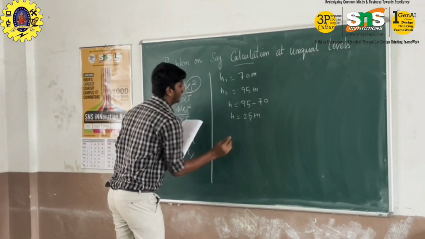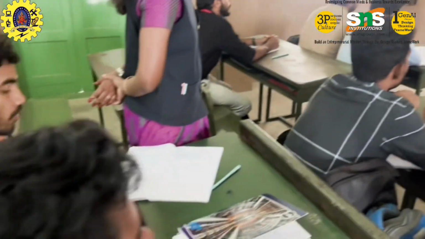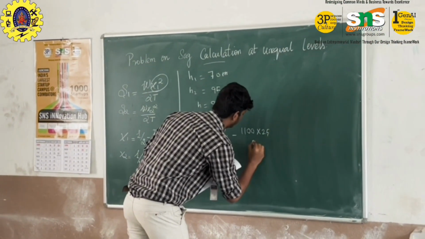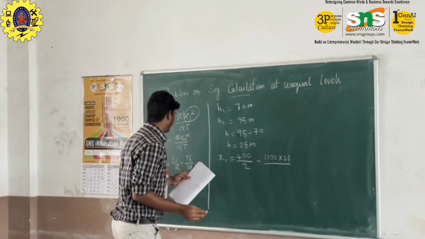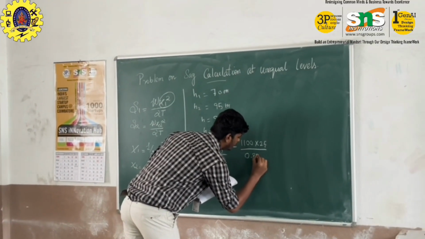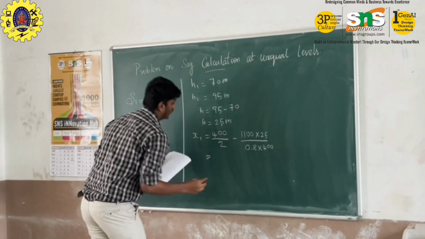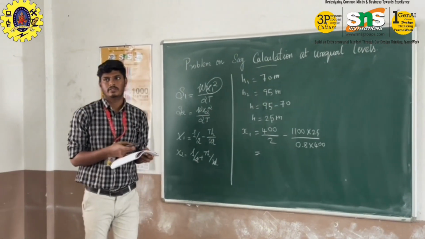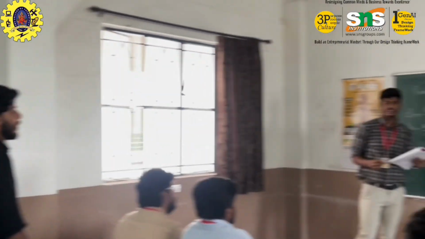By this height difference, we can calculate the distance x1. The height difference we found is 25 meters. You have weight into length, so weight as 0.8 into length 400 meters. Now we are going to calculate that. Everyone can calculate and answer. The answer is 114.0. That's correct.